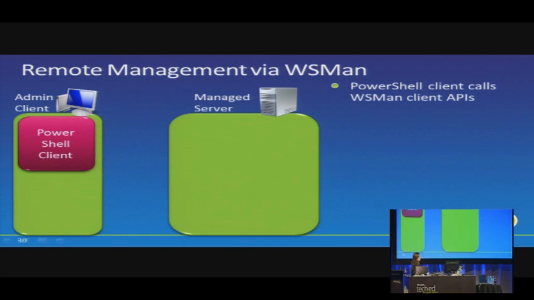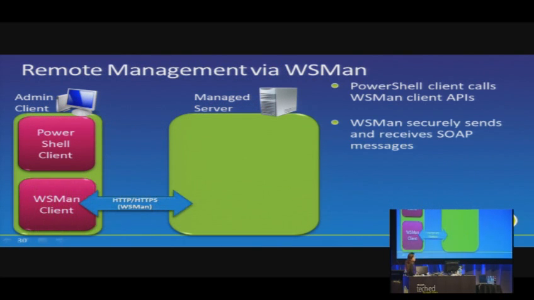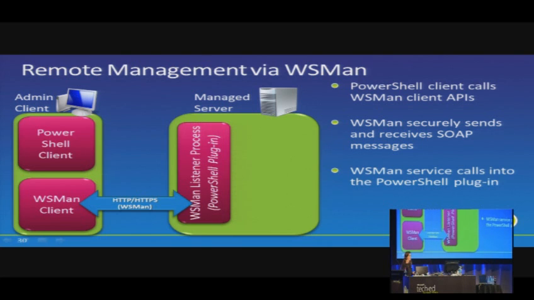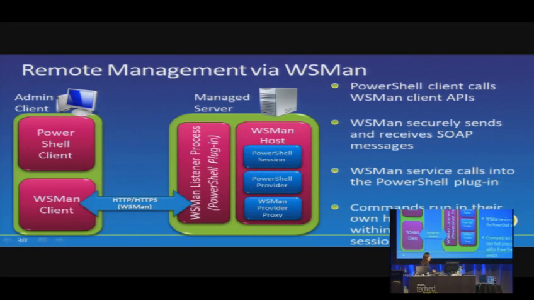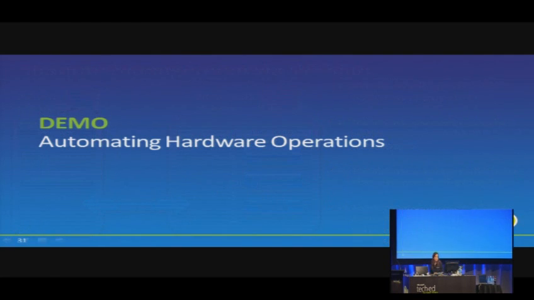Basically, I have my PowerShell client here on the left. On my admin machine, like we said, we want to manage from our client, from home, from wherever I am. And the PowerShell client calls the WSMan client APIs, and through a secure SOAP message over HTTP or HTTPS, I can talk to this WSMan listener on the server side, the server I want to manage. And that basically will call into specific PowerShell plugins, and you can run your commands in your own sessions, like we showed sessions before, etc. But let me show you how this works in practice, because this is just super cool.